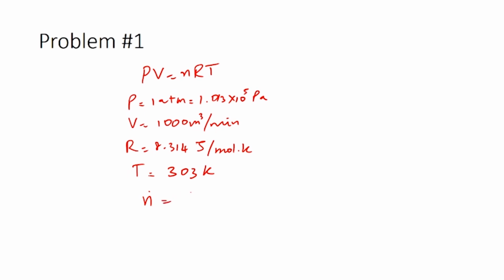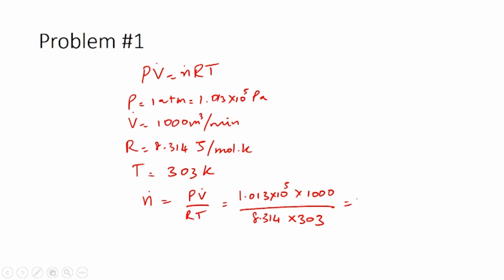N dot would be equal to PV divided by RT. So, we have V dot. So, it will be P V dot equals N dot RT. So, we are calculating N dot as P V dot divided by RT. So, 1.013 times 10 power 5 times 1000 divided by 8.314 times 303 will give you the number of moles per minute. So, this value is 40,212.1 moles per minute.